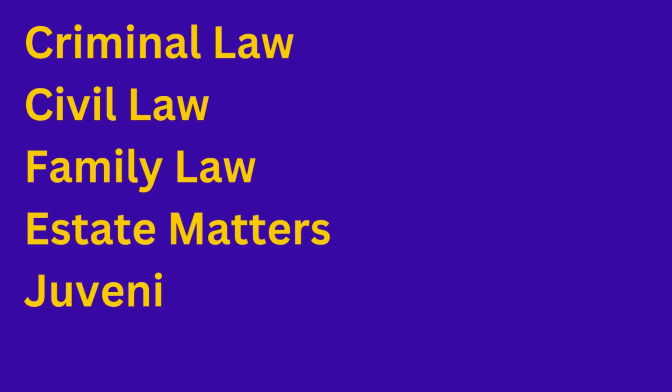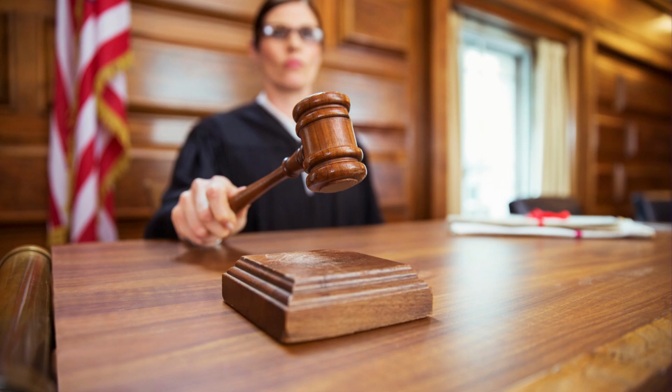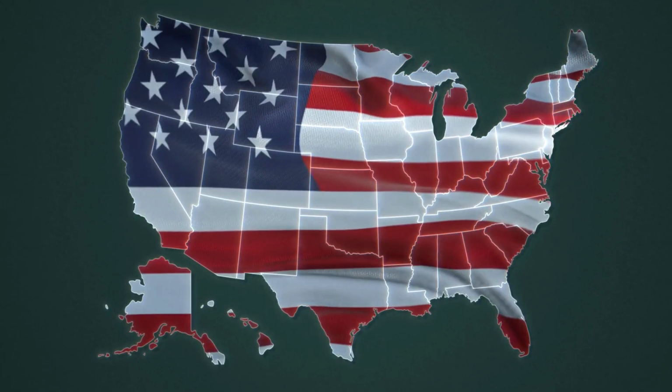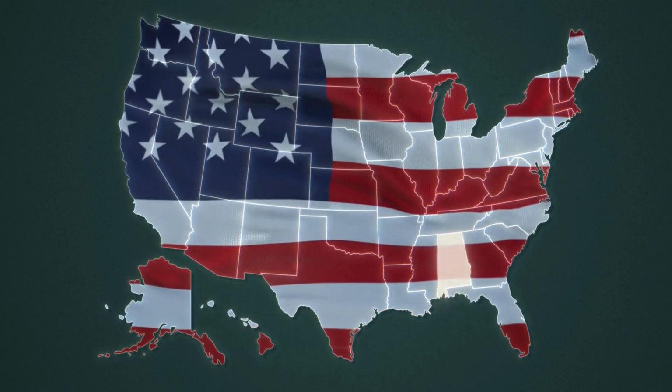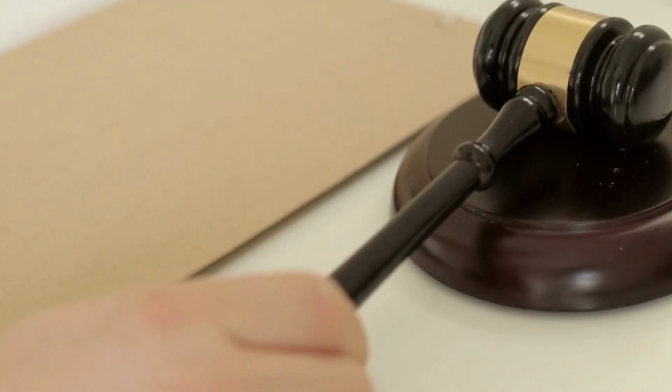They hear criminal cases, civil cases, family law matters, estate matters, juvenile matters, traffic violation claims, and review decisions of administrative bodies. The state court system has jurisdiction only over the cases where the state law of that particular state is violated, which includes state laws, regulations, statutes, etc.